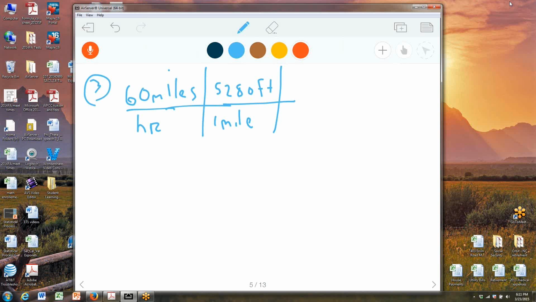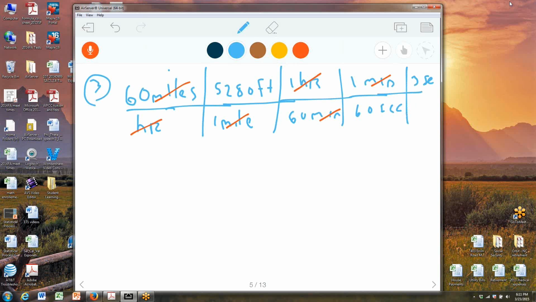So now check out these units. The miles cancel, and I'm left with feet per hour. But it says I'm traveling 3 seconds. So let's get those hours down to minutes and seconds. So 1 hour is 60 minutes, we know that. 1 minute is 60 seconds. So check this out now. The hours cancel. The minutes cancel. Right now I'm in feet per second. And I know I travel 3 seconds, so I can even cancel out the seconds.